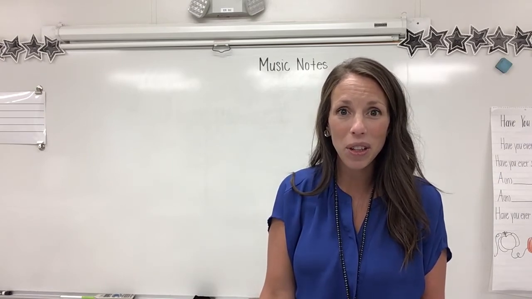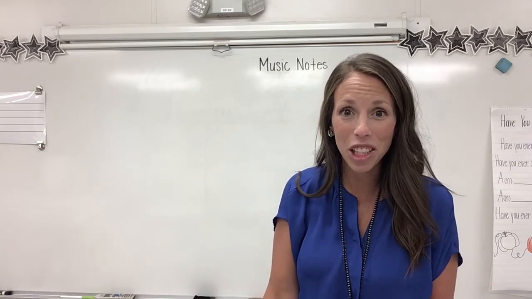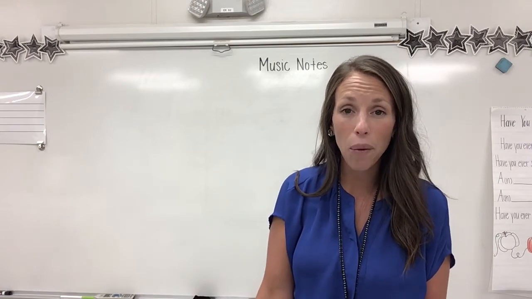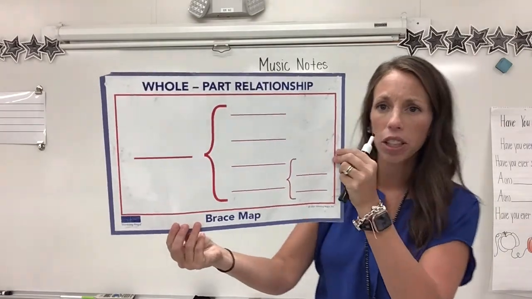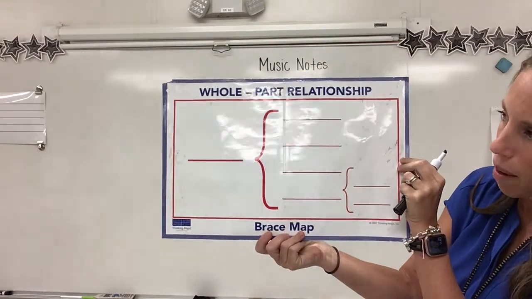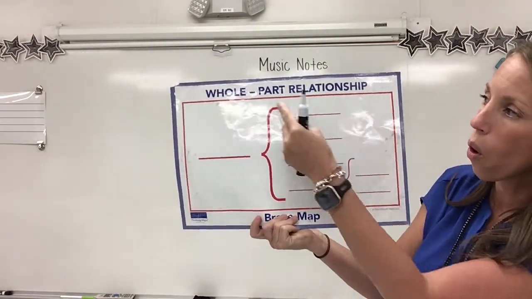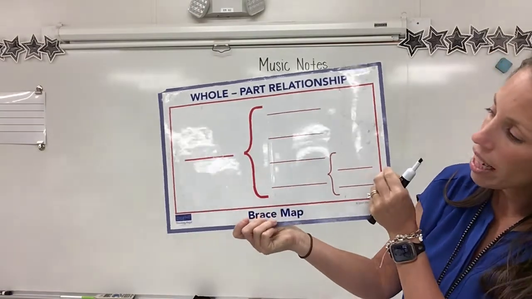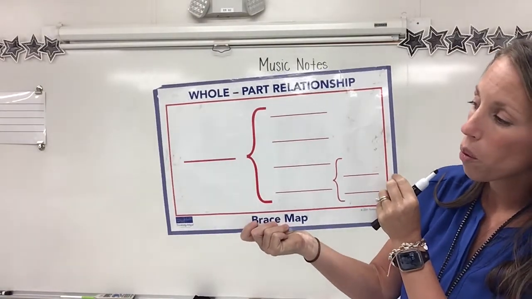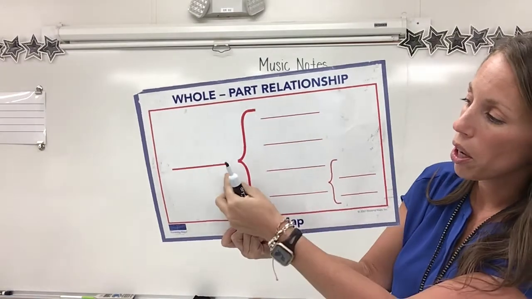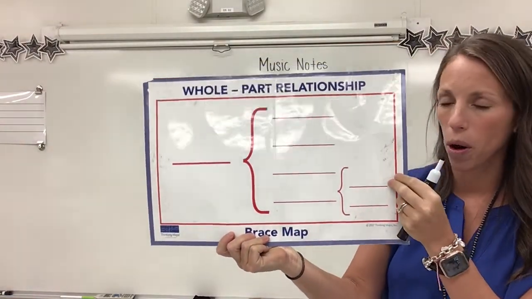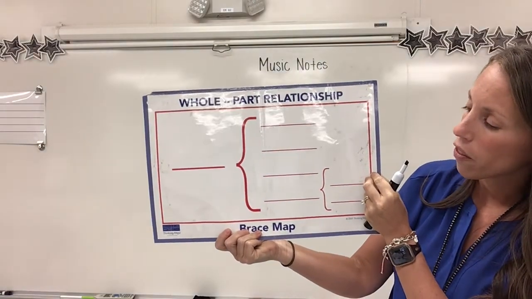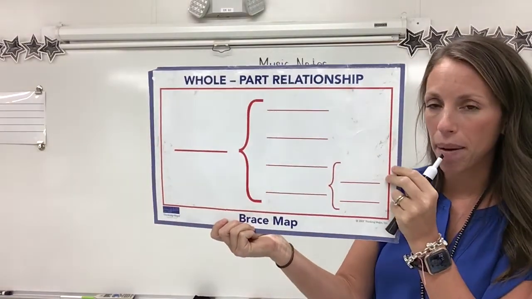We are going to look at the relationship between our notes, and we're going to organize all of that information in a brace map. And we are going to look at the whole part relationships. So we will start with one note, and then we are going to break down that note into equal parts and form a brace map.